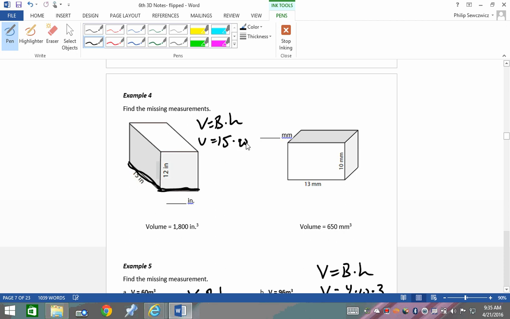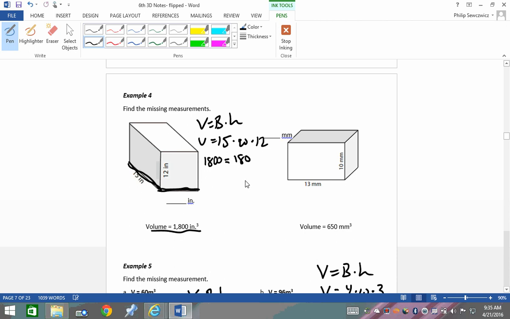Now, if you called it the length, it's okay. It's just the missing measurement. You could have called it X if you wanted to. All right. And then what's the height? The height's 12. So what else do we know? Yeah, they told me that the volume is 1,800 inches cubed.